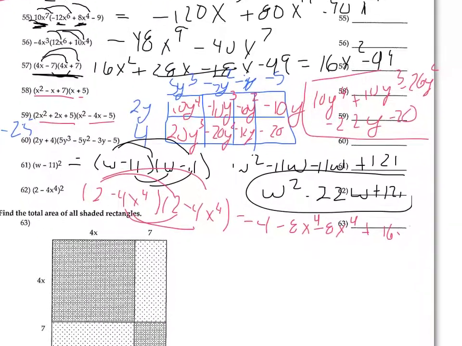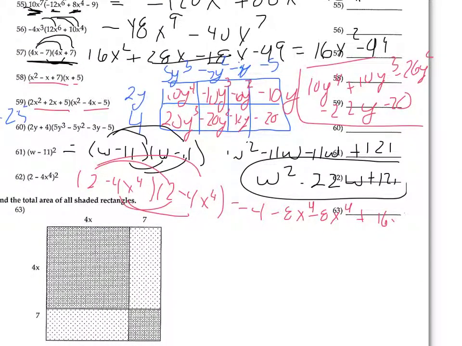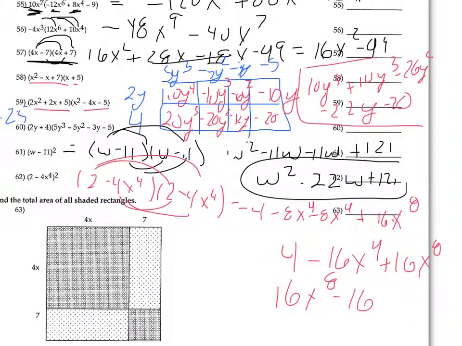Sorry about that. Negative 16x to the 8th, no, positive. Combining like terms, 4 minus 16x to the 4th plus 16x to the 8th. We could write it like that, or I generally like in descending order: 16x to the 8th minus 16x to the 4th plus 4. Okay.